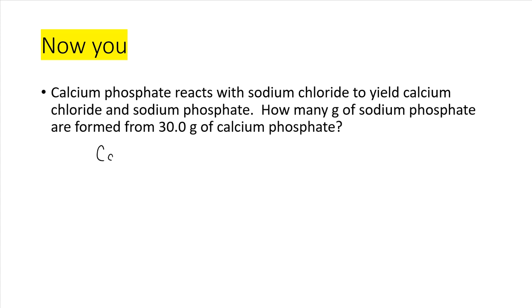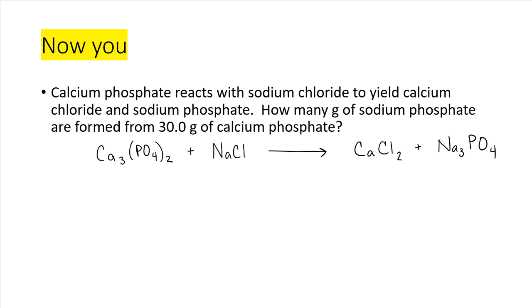chemical formula Ca3(PO4)2, reacts with sodium chloride, NaCl, to yield calcium chloride, CaCl2, and sodium phosphate, Na3PO4. That's the skeletal equation. Now we have to balance it.